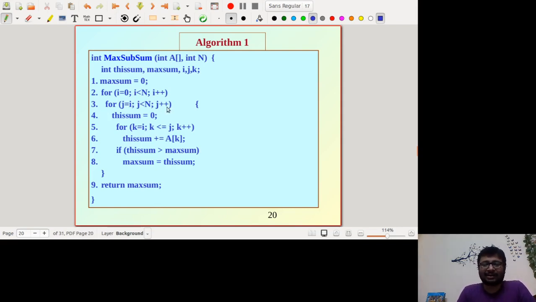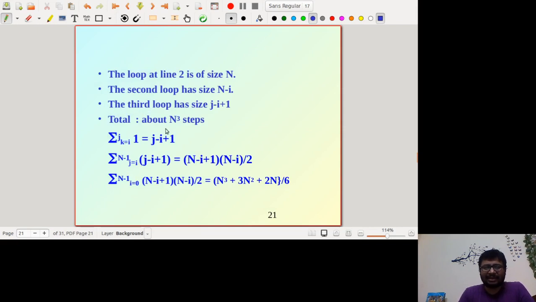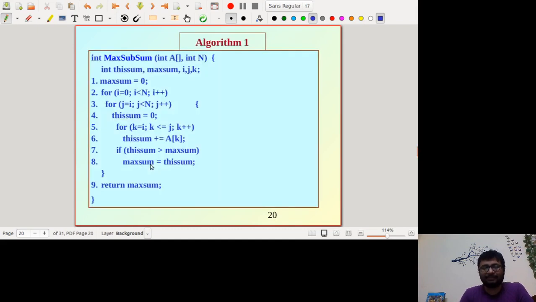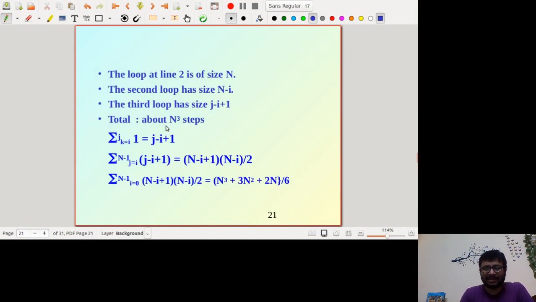Now look at this for loop. How long does this for loop take, for a fixed value of I? This for loop has n minus I iterations as j goes from I to n minus 1. And for a fixed value of j, we just saw, we spent j minus I plus 1 time. So the total amount of time that this for loop takes is the summation of this number over all possible values of j.